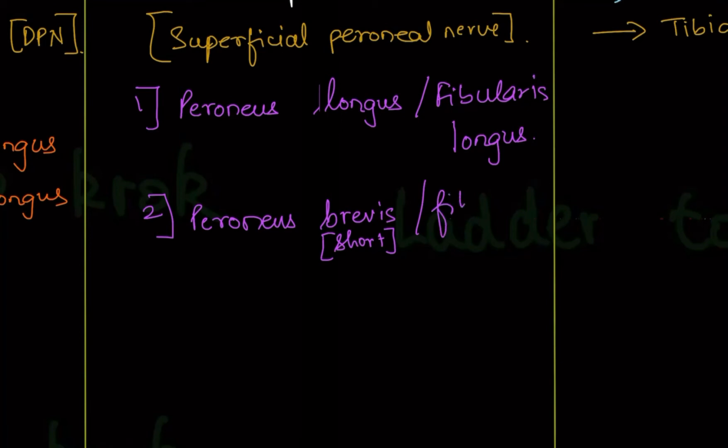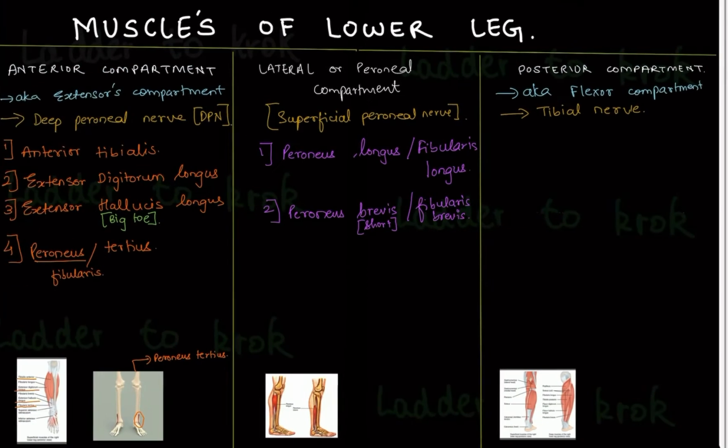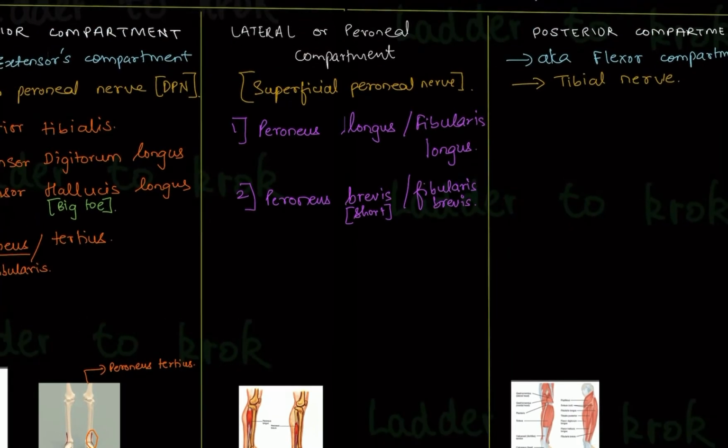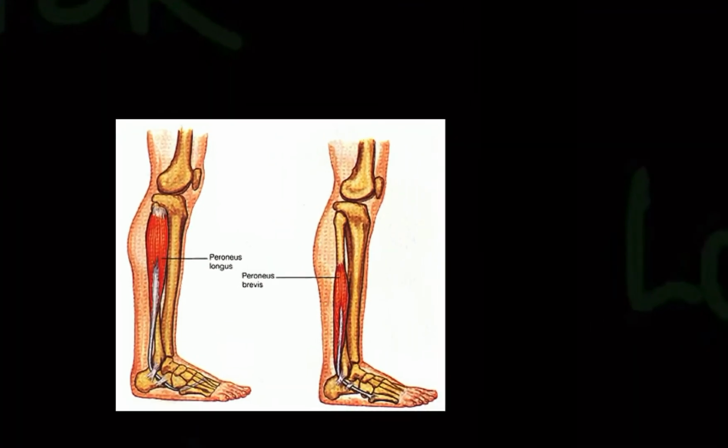Okay. And instead of peroneus brevis, you can write fibularis brevis also. And the nerve is the superficial peroneal nerve. So whenever something in the question is about the lateral compartment, you have to remember this whole column and answer accordingly. Look at the picture. Peroneus longus is present proximally. Peroneus brevis is present a little bit towards the shaft and the distal side.